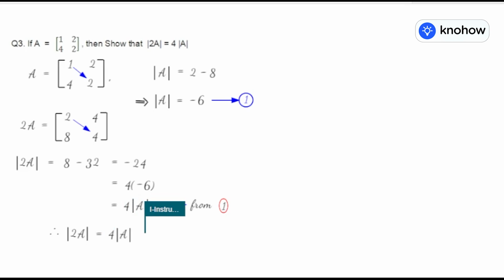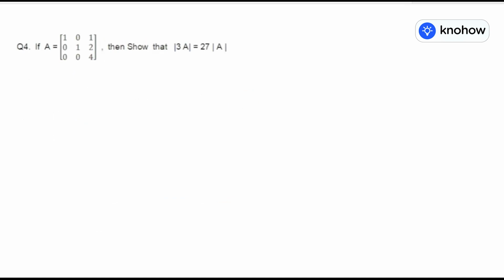Now next sum. It is question number 4. In question number 4, you have to prove that the determinant of 3 times matrix A is 27 times determinant A. So let me work out first of all the value of determinant A.